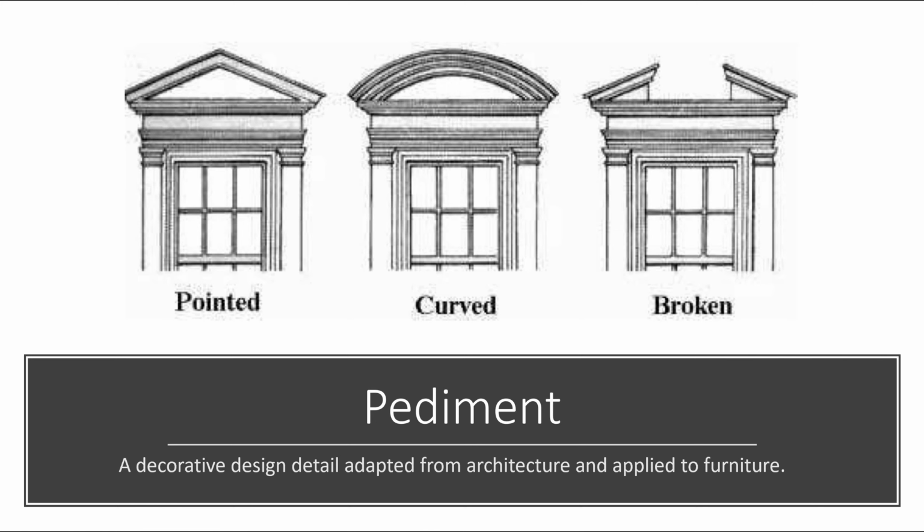Okay, and then we have a pediment. We have talked about these before, but there are 3 different types. This is a decorative design detail adapted from architecture and applied to furniture. Remember that really broad, really weird definition that can really go with anything. But remember, there is a pointed one that we talked about, and that's really popular on Greek architecture. But you also can have a curved one or a broken one, and I'm going to show you pictures of all of them. I believe I have pictures of all of them.